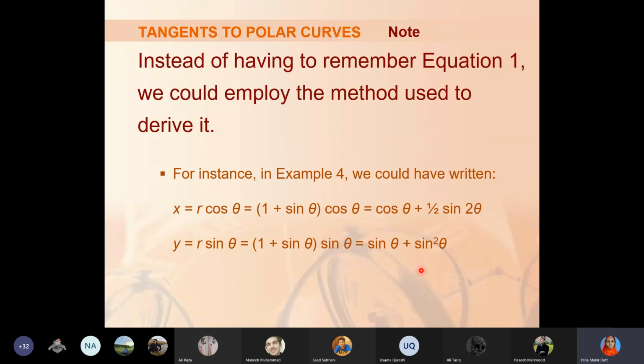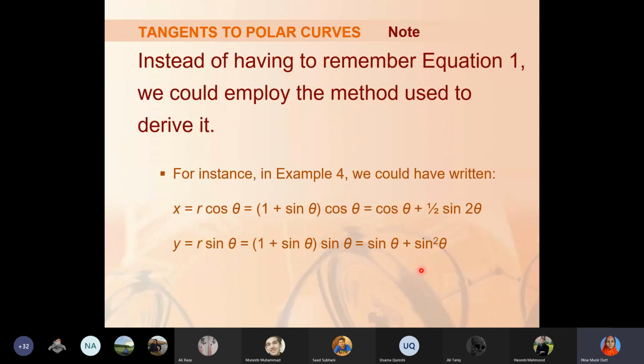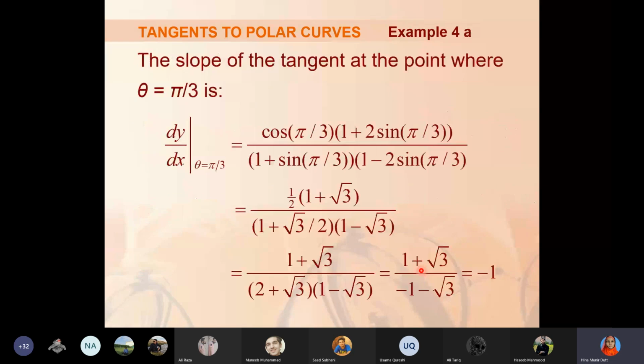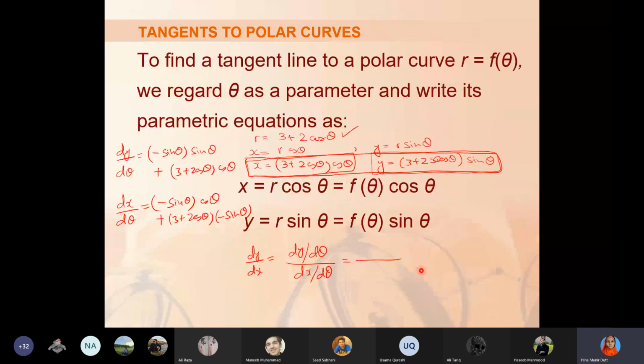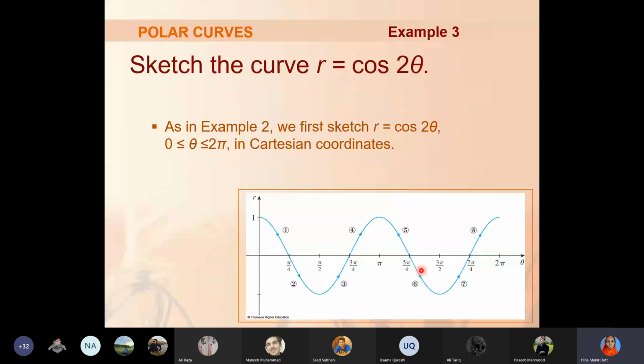Okay students, we have done all this. Now you need to do a class activity. No need to open the slides, just do it by yourself. Class activity number 3: you have to solve it, draw this curve and then upload it on Teams under the assignment tab. Class activity number 3, sketch the curve r is equal to cos 2 theta.